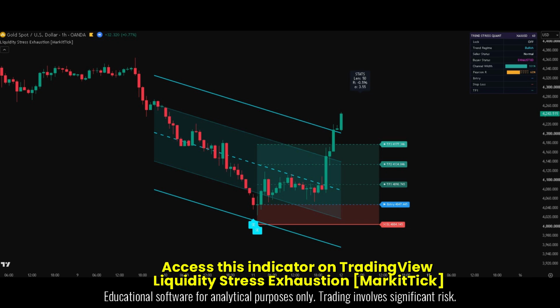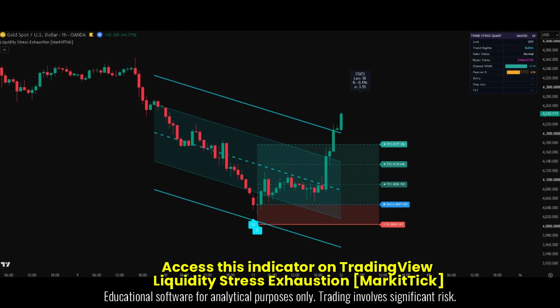Ever wonder what happens in the market microseconds before a real reversal? This breakdown looks at liquidity stress exhaustion, a quantitative framework for identifying when aggressive order flow starts to outpace available liquidity, often a precursor to short-term structural shifts.